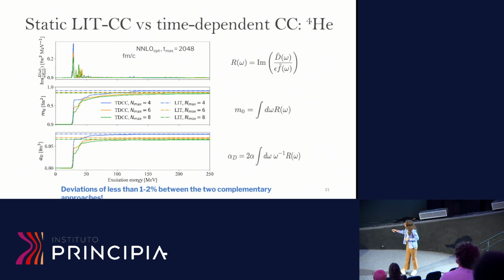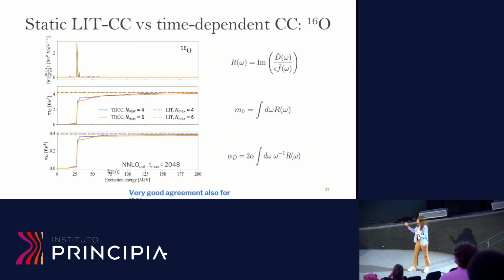In this case, we actually see, like I just showed in the time-dependent case, the build-up of the sum rule as a function of excitation energy. And we can see that when we get to saturation, the two lines, the dashed dotted line and the solid line, are basically overlapped. We see deviations of less than 2% between these two approaches, which are completely independent of each other. This is the case of helium-4, but we can do the same also for oxygen-16, and also in this case we get very good agreement.